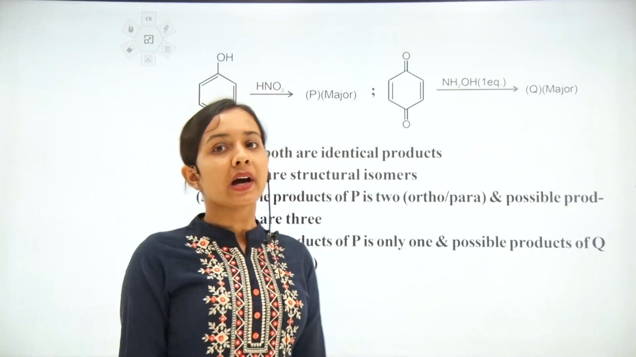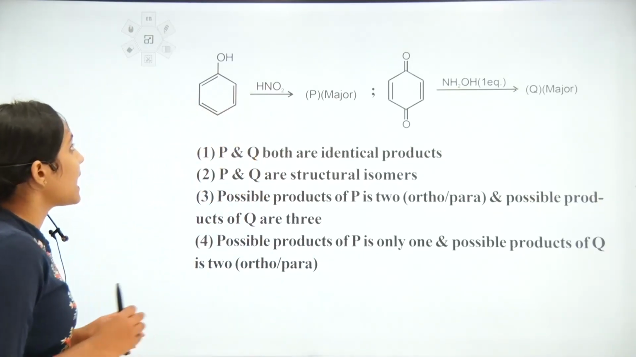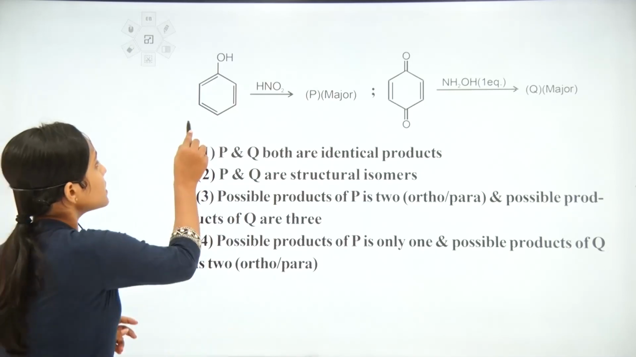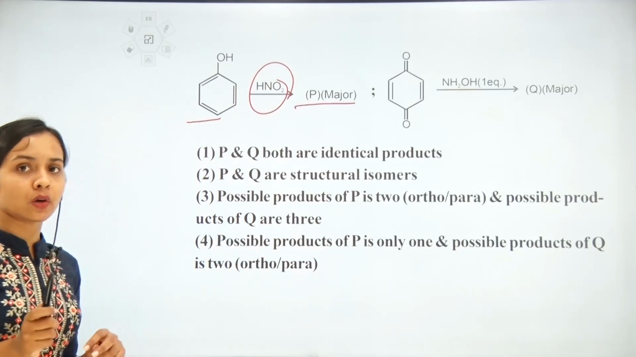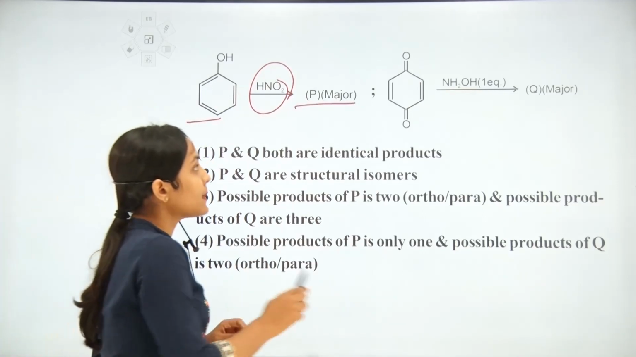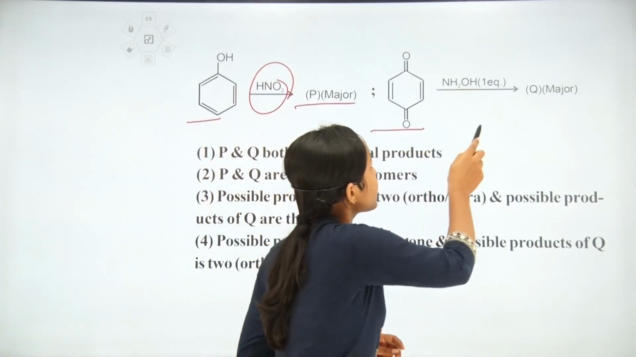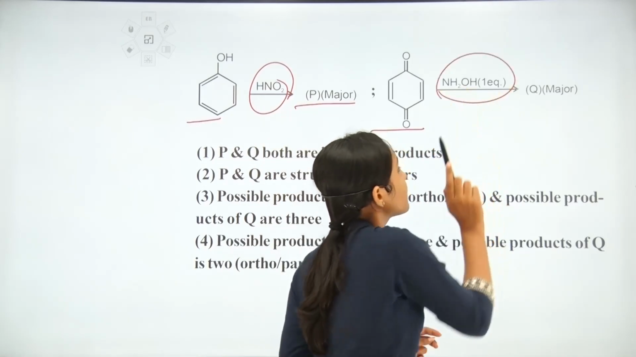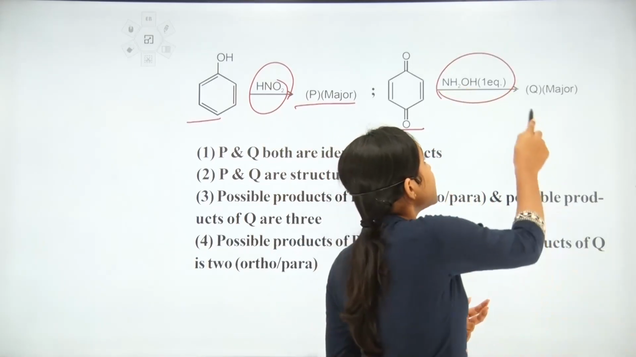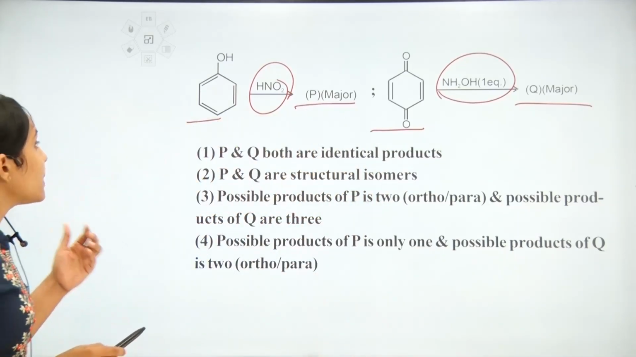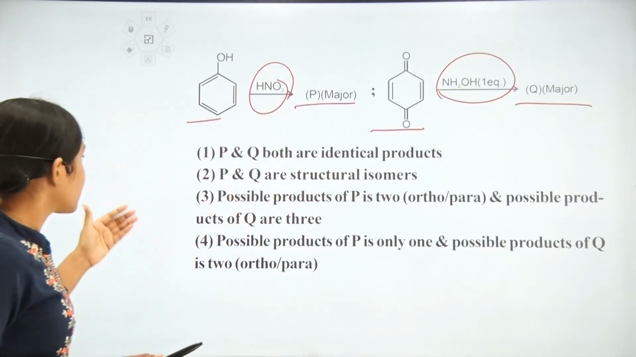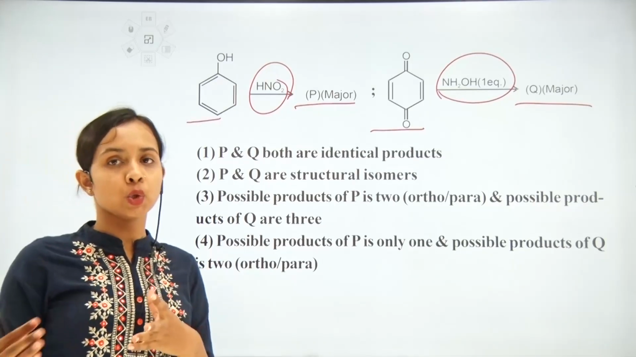Hello dear students, so our next question is: here we have phenol, and this phenol is treated with HNO2. Now the product P is a major product of this reaction, and the next is benzoquinone. This benzoquinone will react with NH2OH, which is present in one equivalent amount, and here Q is a major product, right? So the question is about P and Q, and four options are given for the P and Q products, right?